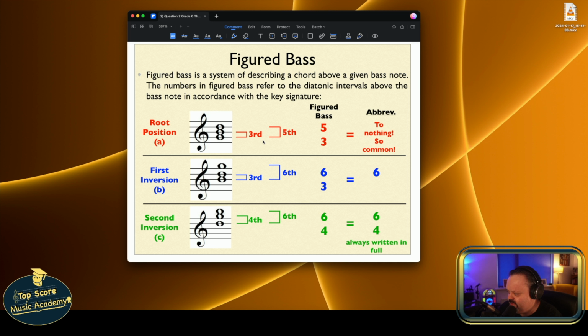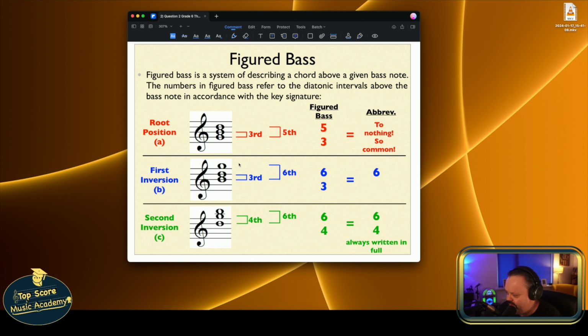So any chord that's in root position is saying that above the lowest note there should be a third and a fifth harmonized somewhere above that note. And in the figured bass, that's indicated by 5, 3. However, because those chords are so common, we actually abbreviate that to nothing at all. So if you see a bass note in a Baroque piece with a basso continuo line and there aren't any figures written underneath that bass note, then it's probably going to be a root position chord. They're so common, you actually abbreviate them to nothing.